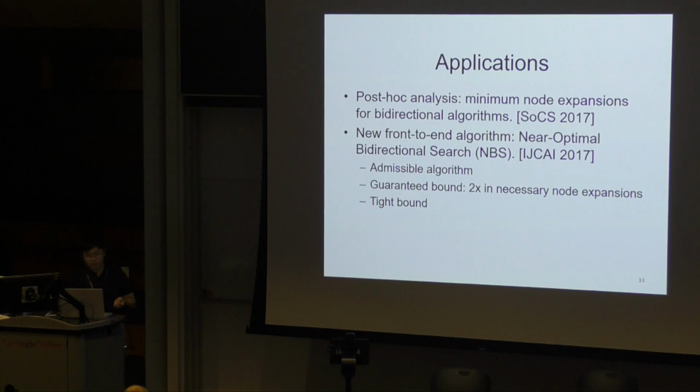MBS, first of all, is an admissible algorithm, and it is the first algorithm that has a guaranteed bound on necessary node expansion. It's guaranteed not to do more than twice the minimum necessary node expansion among all possible front-to-end algorithms, including A star. And there is no algorithm that can do any better in the worst case.